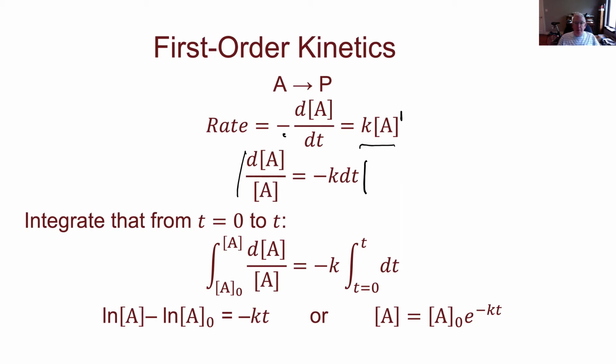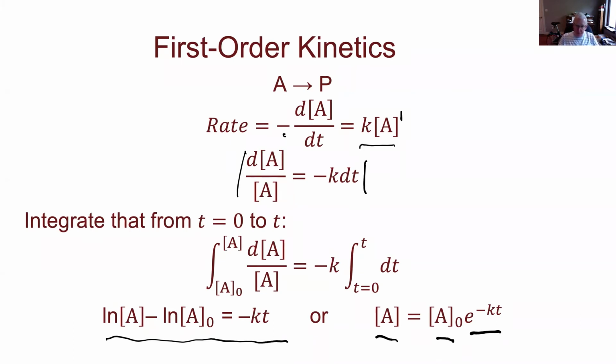I have the integral on the left of dA over A, which we know gives us log of A, and on the right, I just have the integral of minus k dt, which just gives me minus kt, right? So that gives me this form over here, the one that would come out first from doing the integral. And if I recognize that, I can say that's an exponential decay. The concentration starts at A0, the initial concentration, and then it decays exponentially with the steepness of that exponential depending on the value of the rate constant k. The bigger k is, the more sharply it's going to go down, all right?